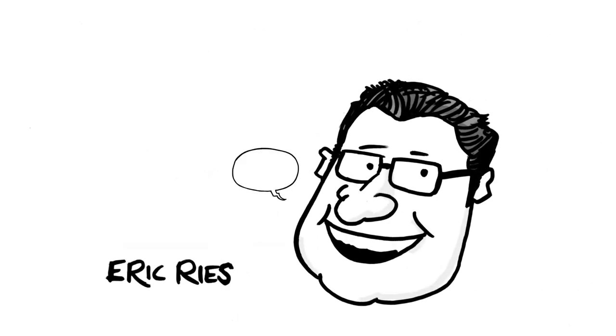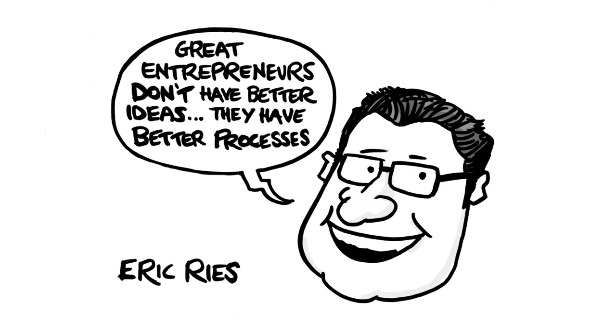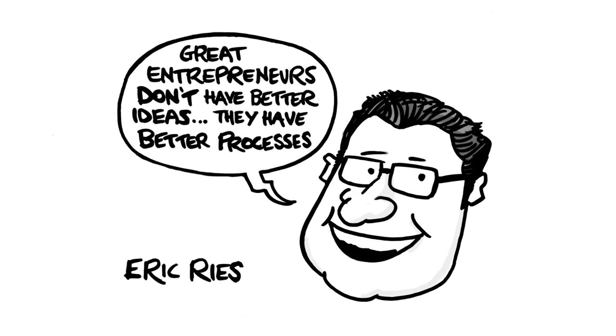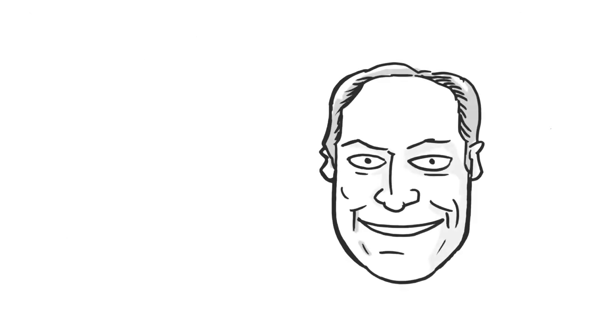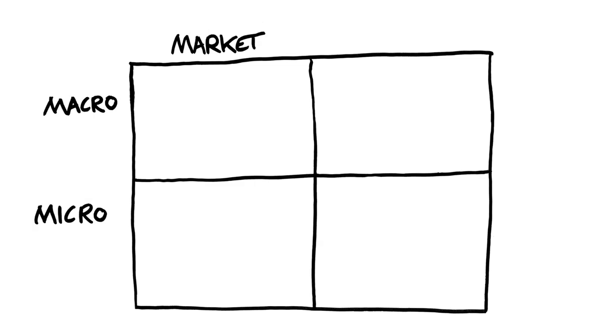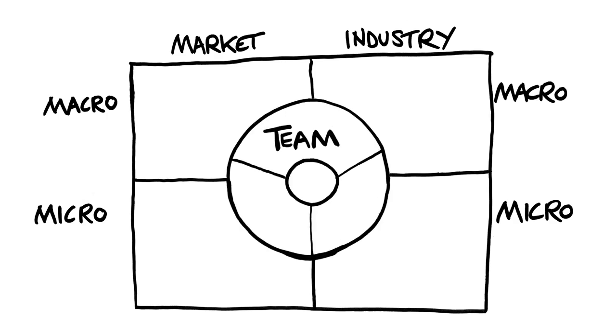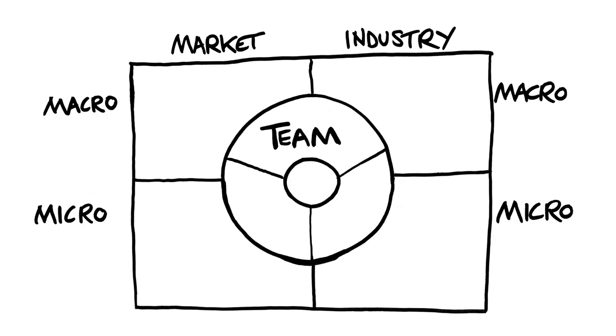As Eric Ries says, great entrepreneurs don't have better ideas, they have better processes. And the process that will help you was developed by John Mullins, the new business road test. It looks like this. On the left, the market at both a macro and micro level. On the right, the industry, also in a macro and micro view. Later we'll come to your team using three team domains.